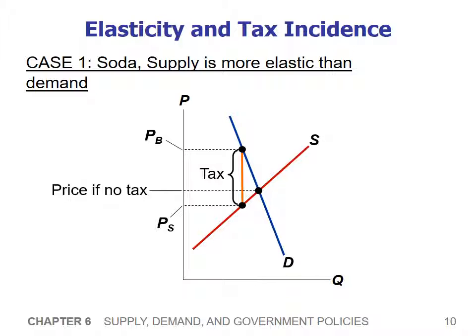And again, the burden of the tax for buyers is the difference between P sub B and P, the equilibrium price. The burden of the tax on the sellers is the difference between the price before tax and P sub S, the price after tax that they receive.